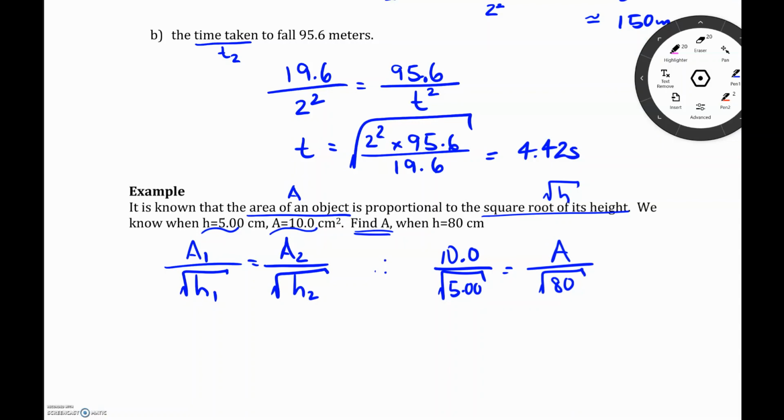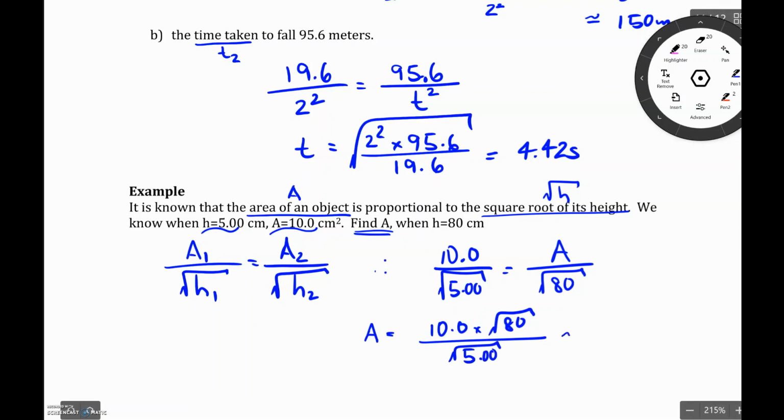And of course, if you solve this, we know that A then will be equal to 10.0 times the square root of 80, and you're dividing by the root of 5.00, and this works out to be exactly 40 centimeters squared. Okay.